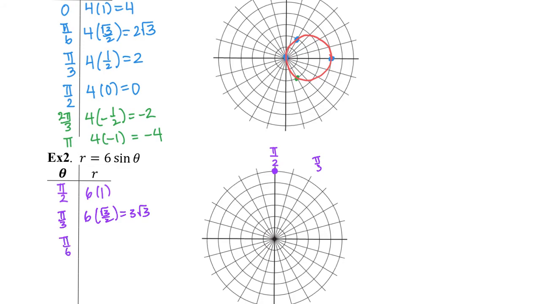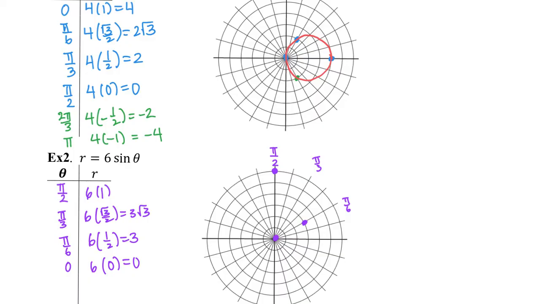Let me keep going. I'm going to go down to pi over 6. The sine of pi over 6 is 1/2. So I'm going to get 3. Okay, now let me keep going down to here. This is 0. Okay, the sine of 0 is 0. So this is going to go right here.